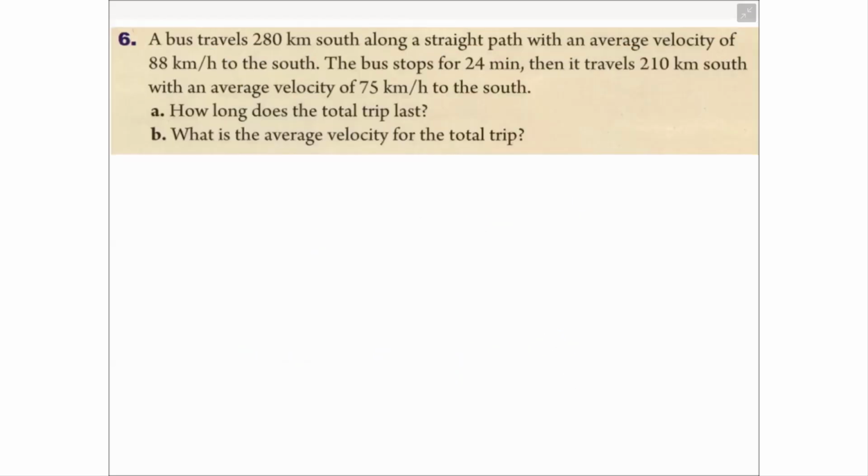In this question, it says a bus travels 280 km south, straight path, average velocity of 88 km per hour. And the bus stopped for 24 minutes, then it traveled 210 km to the south again, with the average velocity of 75 km per hour. And at A, it's asking how long does the total trip last. That means it's asking what is the delta t, and at B, it's asking what's the average velocity of the total trip. So B, I have to calculate v average. And let's solve firstly A.